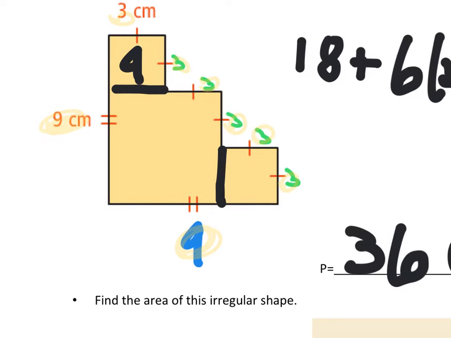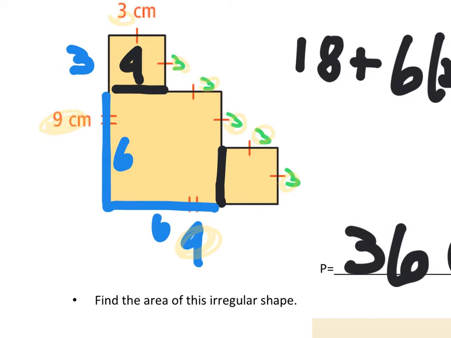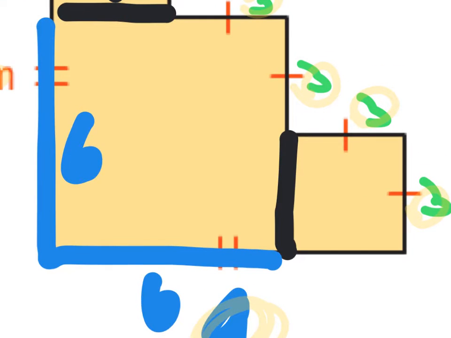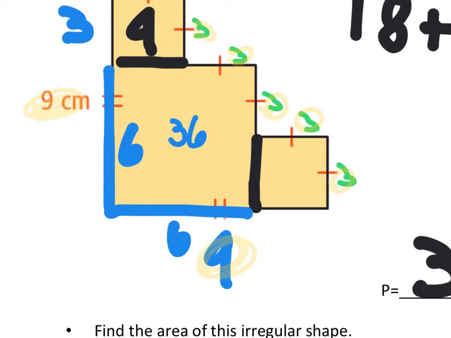Now, this larger square here, its dimensions have changed. I've got this piece here and this piece here. Now keep in mind that if this is 3, the remaining length here must be a 6. This one is also a 6, which would tell me the area of this square when I multiply 6 and 6 is 36. And then this last piece is another 3 by 3 square. 3 times 3 is 9.